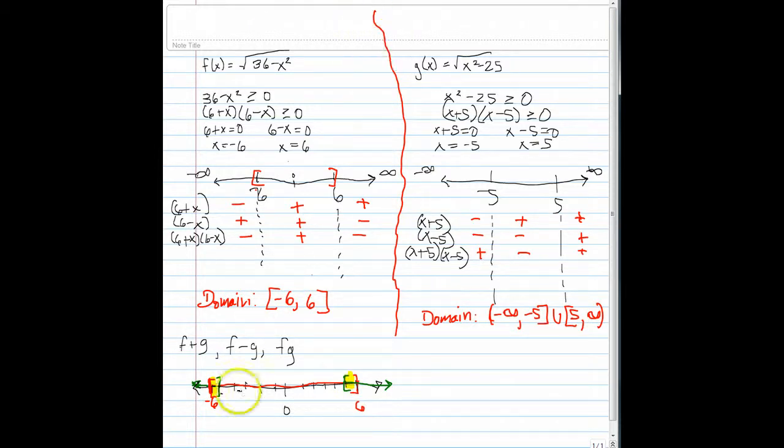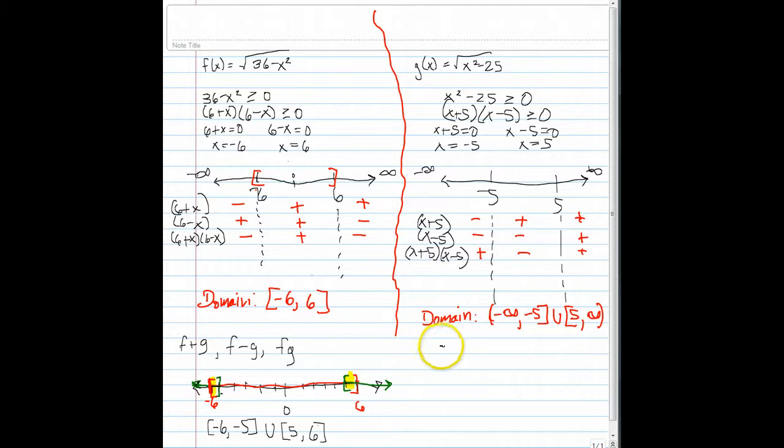Just those small intervals. So in this case it's from -6 to -5, union 5 to 6. Oh, that should have been a bracket because they're all inclusive.